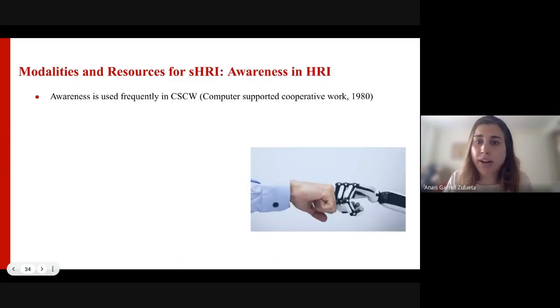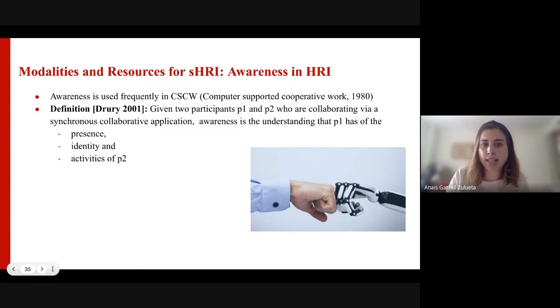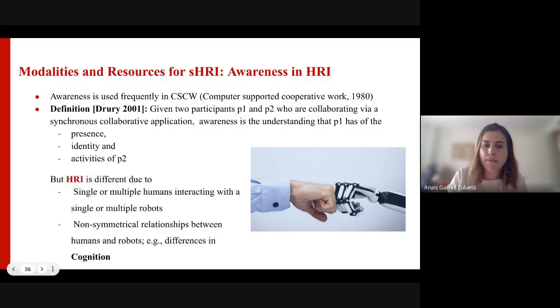And finally, some awareness. Awareness is frequently used in computer-supported cooperative work. Basically, given two participants, P1 and P2, who are collaborating via synchronous collaborative applications, awareness is the understanding that P1 has of the presence, identity, and activity of P2. But we cannot apply this to human-robot interaction because we have single or multiple humans interacting with a single or multiple robots, and we have a non-symmetrical relationship between humans and robots.